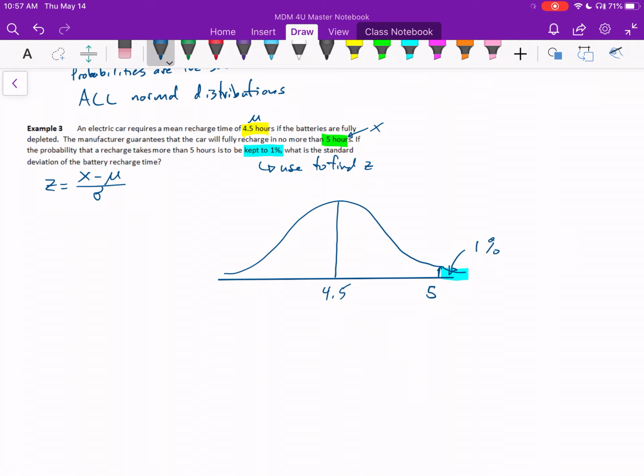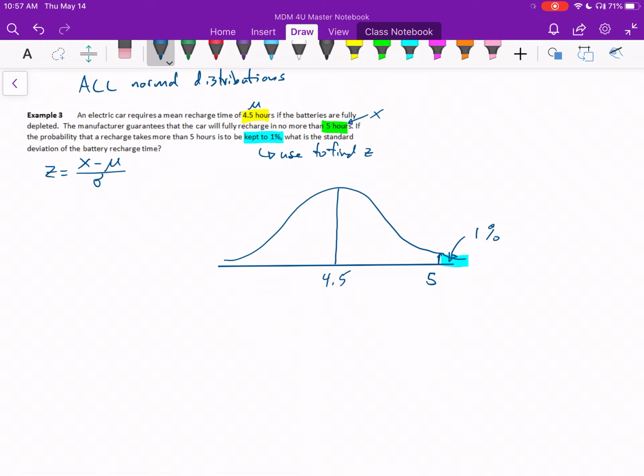All right. Well, in that case, that means, again, using z-scores, that we want this whole part here, the part that we can actually measure using the table, to be the rest of it. This part has to be 99%, doesn't it?